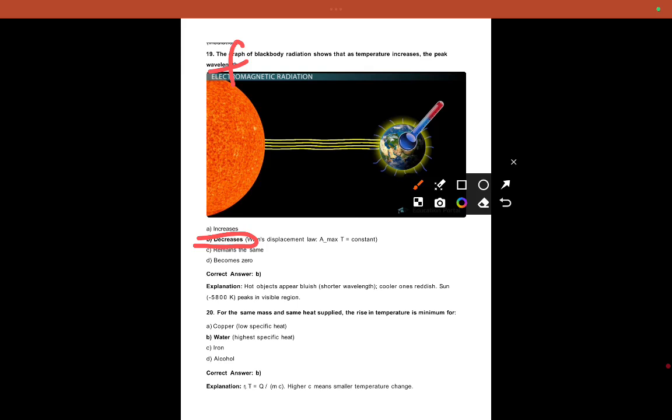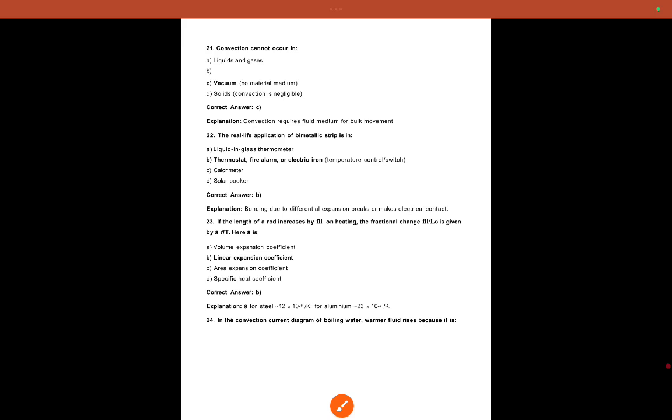Coming to the next question, the 21st one. Convection cannot occur where? Okay, sorry, option B is missing, don't worry. A is liquids and gases. B, gases only. C, vacuum. D, solids. So here, convection requires fluids. That means convection cannot happen in a vacuum. Convection requires fluid materials like gases and liquids.